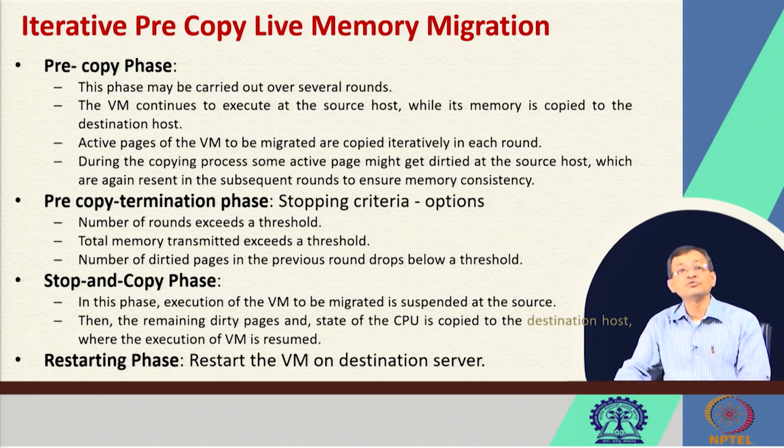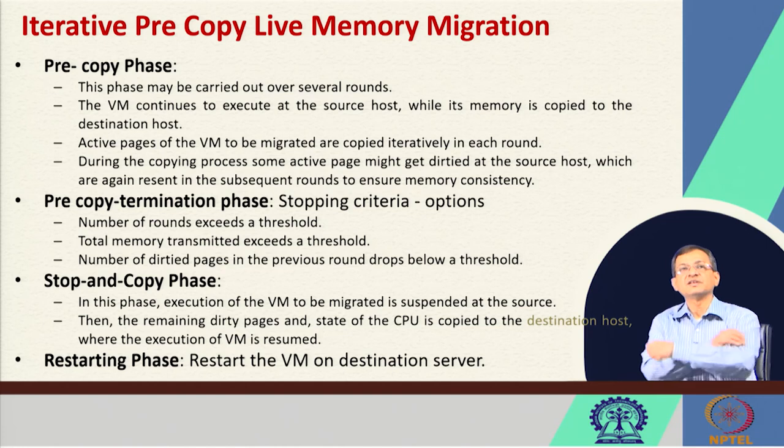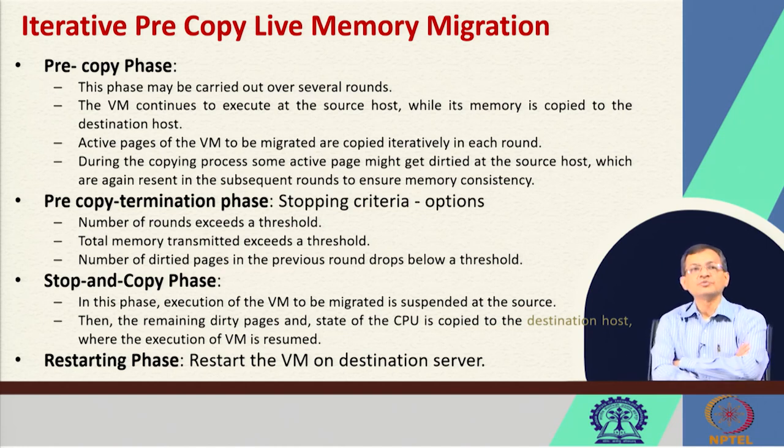Pre-copy termination: we already discussed that either the number of rounds, the total memory transmitted exceeding a threshold, or the number of dirty pages in the previous round dropping below a threshold can be the criteria. It is more or less the same thing we discussed, in a more organized way. And stop and copy we already discussed, and then there is a restarting phase, where we restart the VM at the destination server.